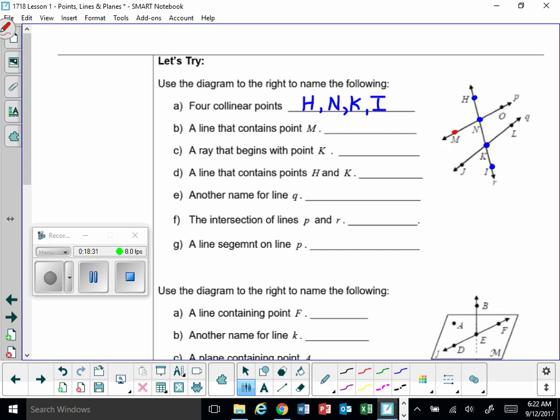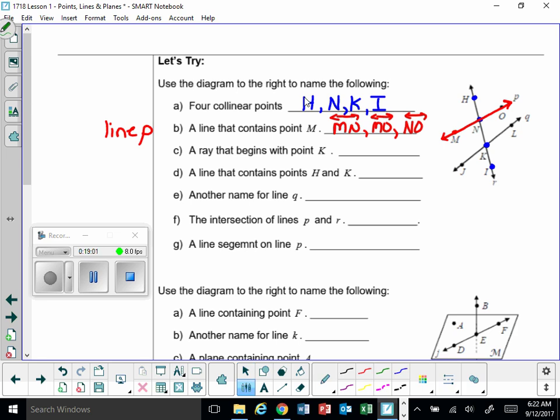Well, here's M, so I'm talking about this line. Let's see, I could call it MN. I could call it MO. I could call it line NO. I could even call it line P. Options are a great deal of fun.